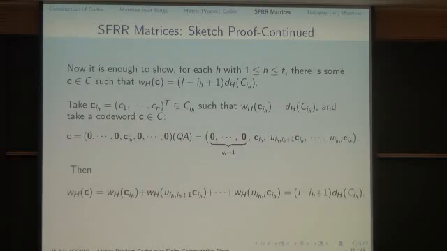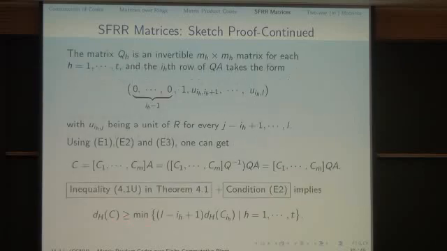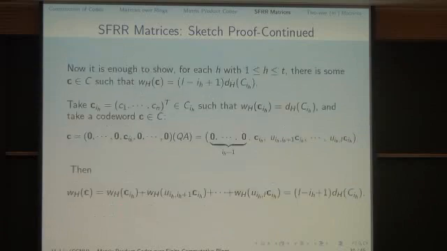And for the equality, here it is greater than or equal to. For the equality, we just need to show that for each h there is a codeword vector C such that the weight is equal to L minus A_h plus 1 times the minimum Hamming distance of C_{I_h}.